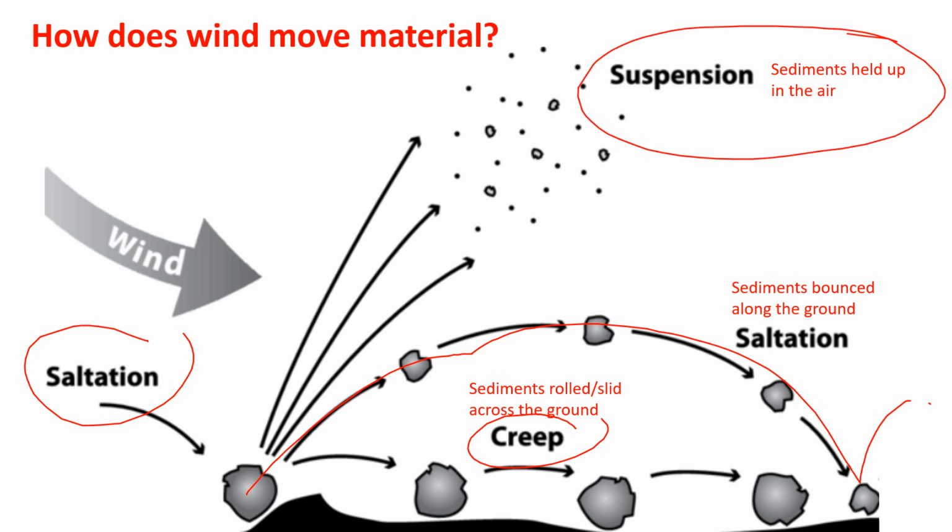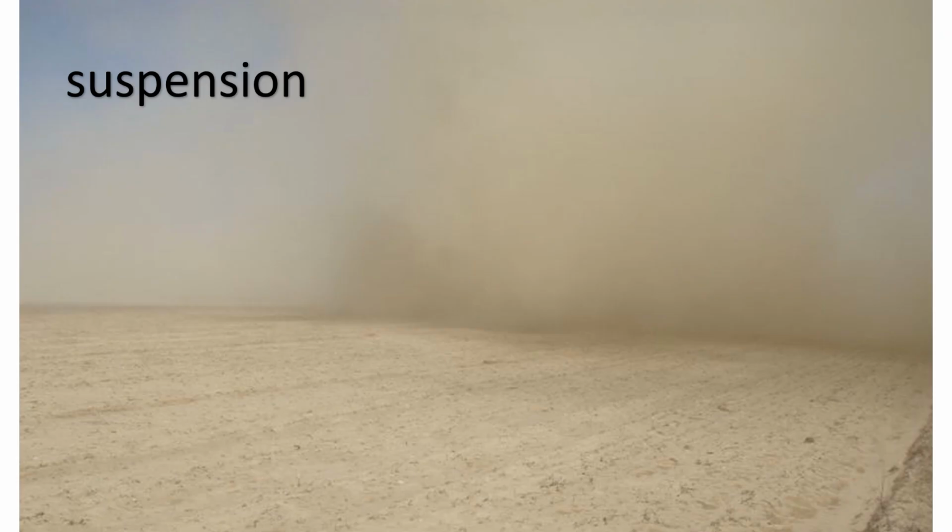Suspension is just like it was in water, where you get stuff that's really, really small and it's like floating in the air as opposed to floating in the water. This is an example of what suspension looks like, what you and I would typically call a dust storm. That's sediments that are floating up into the air. When the wind dies down, this stuff will fall out of suspension just like it does in the water and wind up back on the ground.